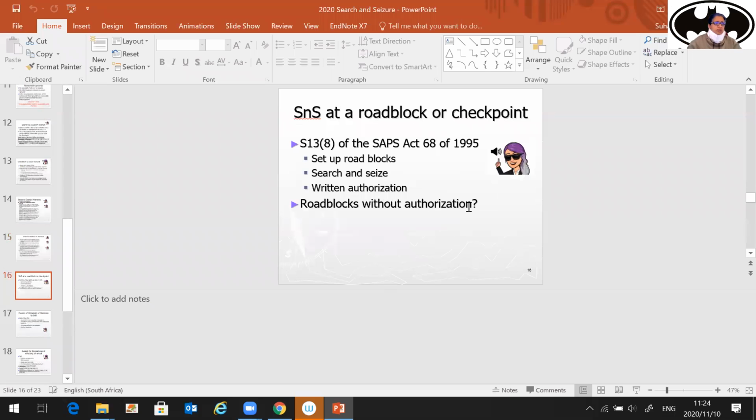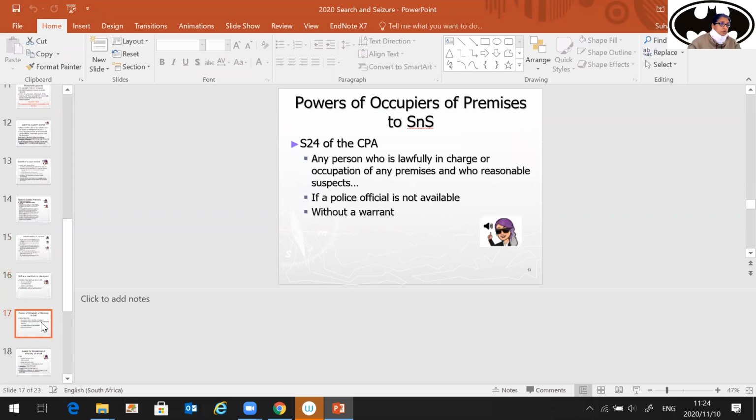Okay, look also at search and seizures at a roadblock or a checkpoint. Basically, the police get a permit or permission to set up a roadblock, but they don't get a search warrant for each individual vehicle, because it's impossible to know who's going to be driving on a particular road. So it's somewhat of a blanket search warrant, empowering the police to check particular vehicles as they pass the checkpoint. Again, reasonableness for stopping particular vehicles comes in. So have a look at that.